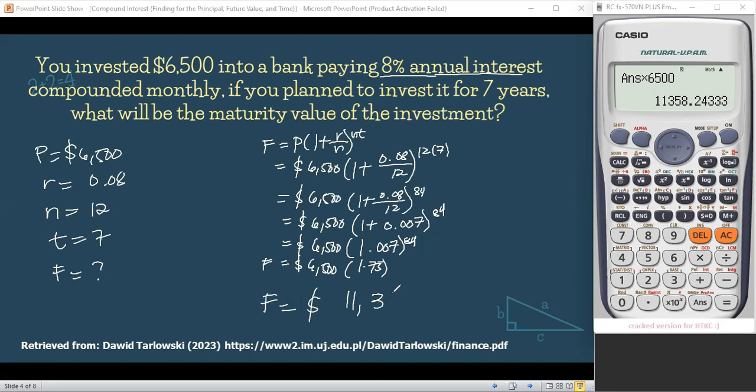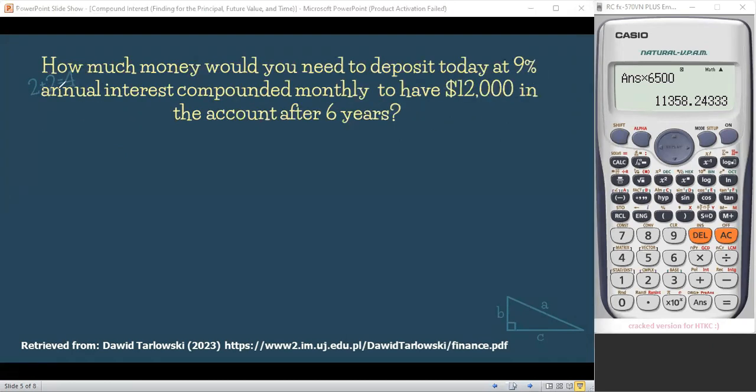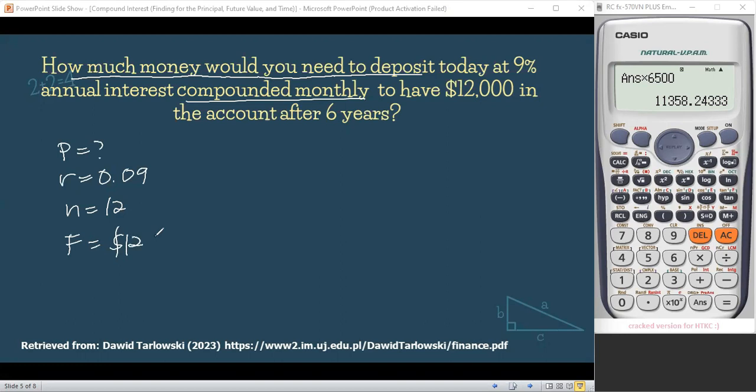So this is our future value. That is $11,358.24. Now, what if we have this problem? How much money would you need to deposit? So, ang tinatanong po sa atin kung ilan daw po yung i-deposito natin. So, that is principal. Today, at a rate of 9%, that is 0.09 in decimal. Annual interest compounded monthly. So, yung N natin, that is 12 again because monthly. To have $12,000. So, sa future value natin, that is $12,000 kasi siya po yung hinihingi in the account after 6 years. So, after 6 years, that is the time.